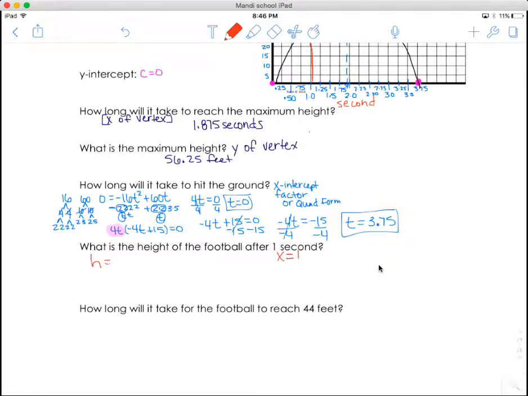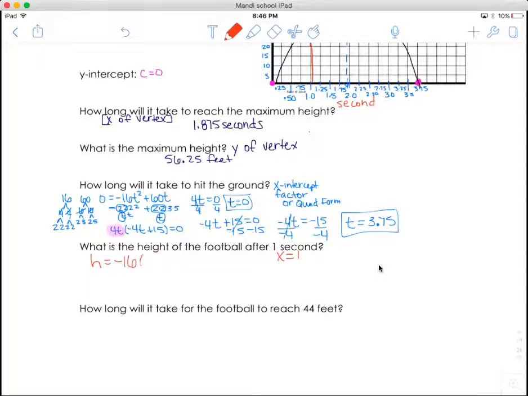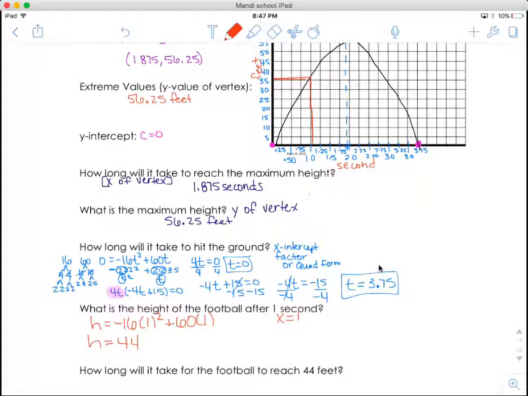So the height equals negative 16 times 1 squared plus 60 times 1. So that's negative 16 plus 60, so that's 44. And you guys know my mental math, so we might want to check that to make sure that we're right. And I said it was between 35 and 40, so it looks like I undershot just a little bit, but that's probably how I drew my line. But at least I'm in the ballpark. So 44 feet.